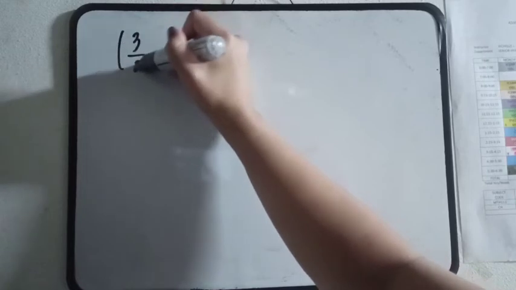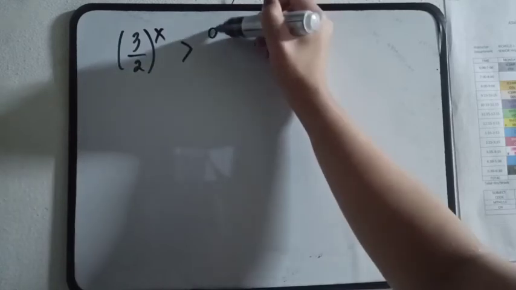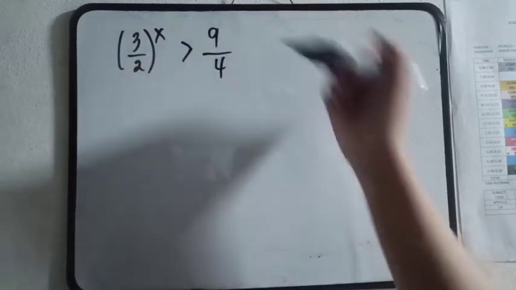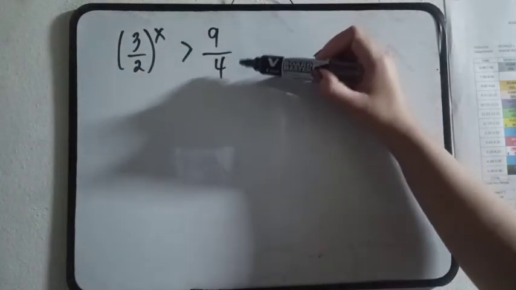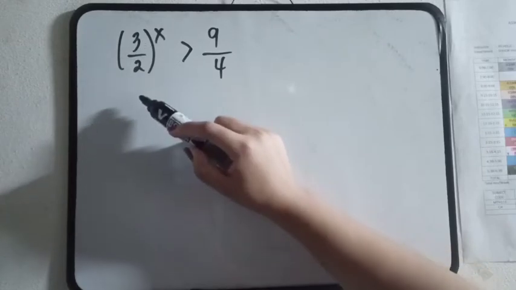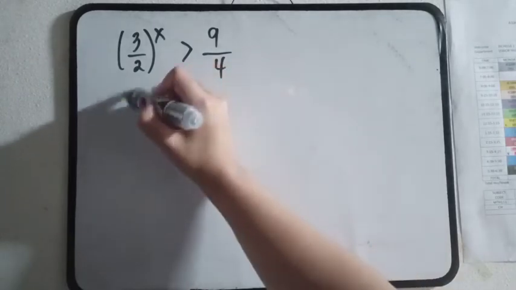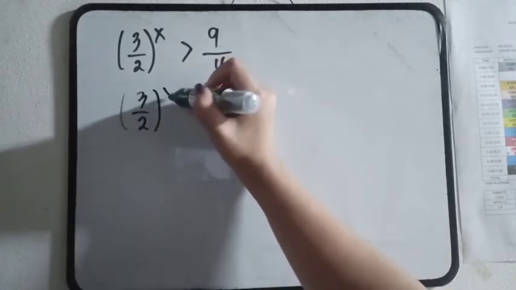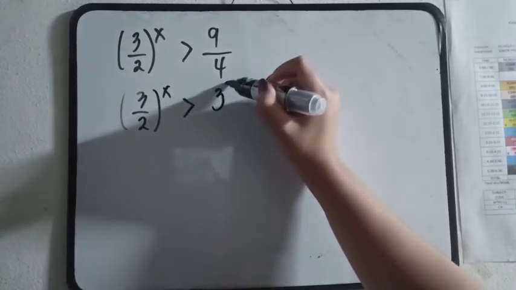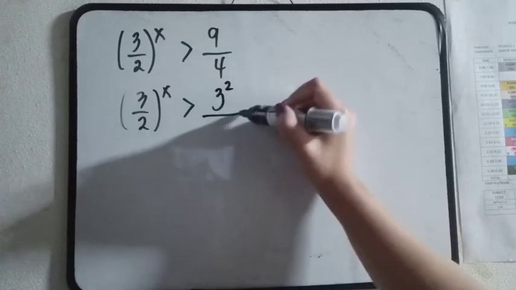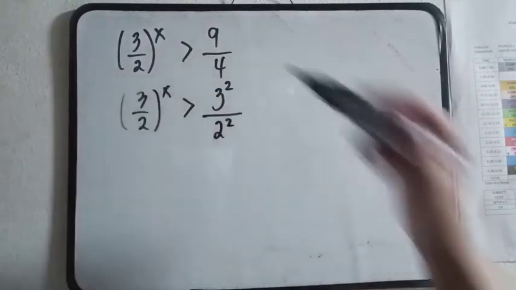Okay, so 3 over 2 raised to x is greater than 9 over 4. Okay, so si 9 over 4, pwede natin siyang isulat as base of 3 over 2. So, si 9, gawin natin base 3. Si 4, gawin natin base 2. Okay, so 3 over 2 raised to x is greater than. Si 9, pwede siyang isulat as 3 squared or 3 times 3 is 9. Then, si 4 naman, gawin natin base 2, kasi 2 times 2 is 4.